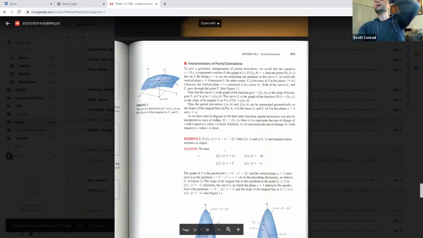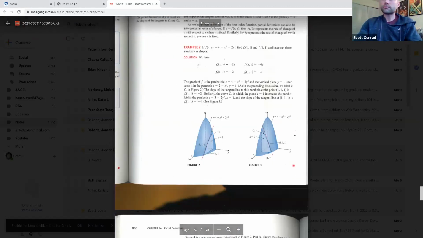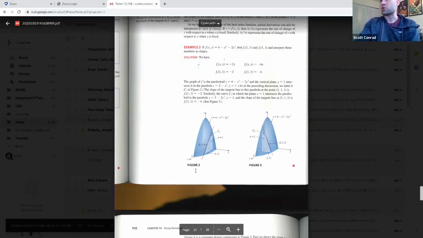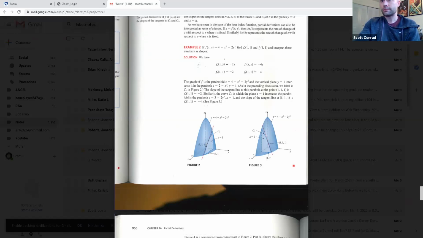All right, so here's what you want to be thinking. Here, this is our surface. When you're walking in the positive x direction at this point, you're going downhill. And so you're tracing out some curve, and the slope of that curve is going to be the partial with respect to x at that point.